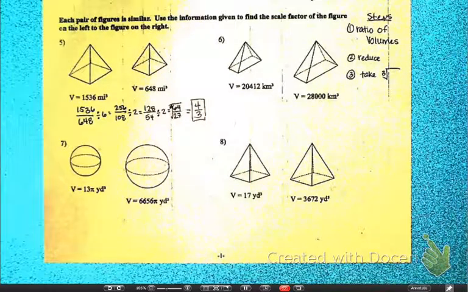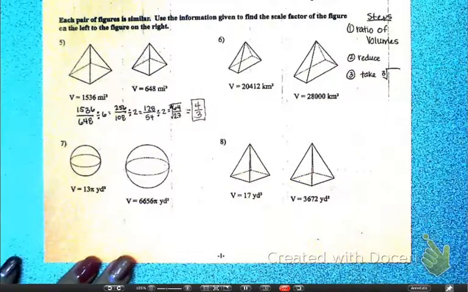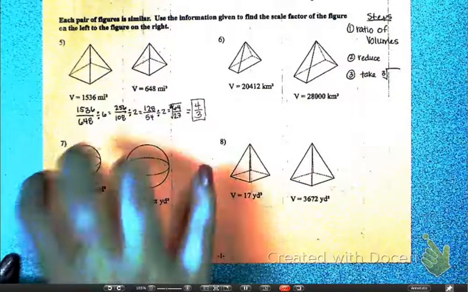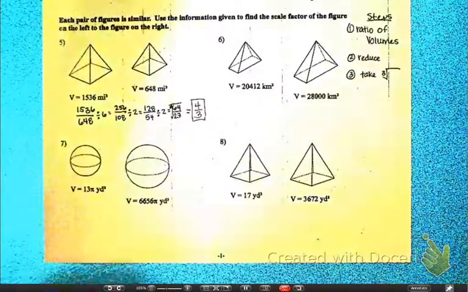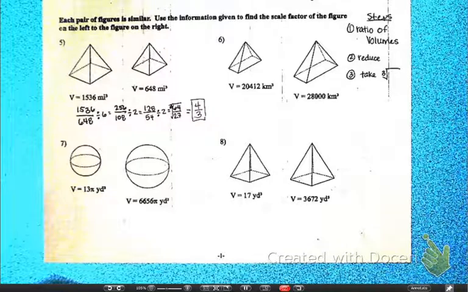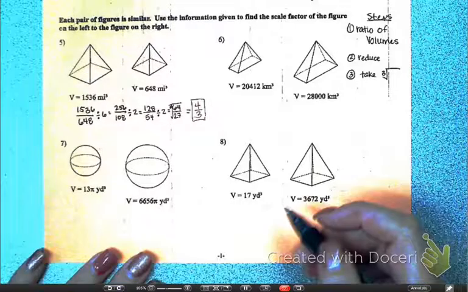Okay, let's try another one. So these you're just going to have to remember the steps. The math is not hard, it's just remembering what to do. So you set up your ratio of volumes, you reduce, and then you take the cube root. Okay, we're going to do the same thing for number 6. I'm going to work through this one with you.